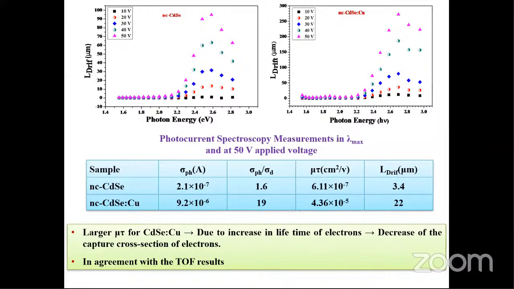So you can see why we are getting the larger mu tau product after the doping of copper. That is due to the increase in the lifetime of electron charge carriers which are present in the copper, due to which a decrease of the capture cross section of the electron is taking place. Now this thing has been verified by time of flight experiment also.